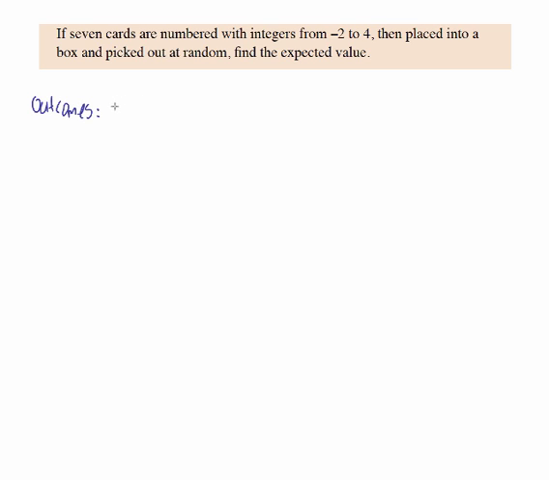The card I pick out could be numbered -2, -1, 0, 1, 2, 3, and 4. Because there are 7 cards in here, and each one is just as likely as any other to come up, the probability for each of those outcomes is 1/7. The reason I'm writing it this way is I'm trying to illustrate what I think is a good organized way to deal with an expected value problem.